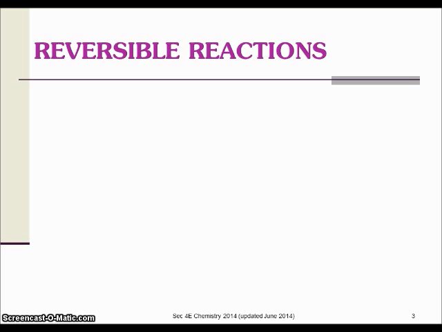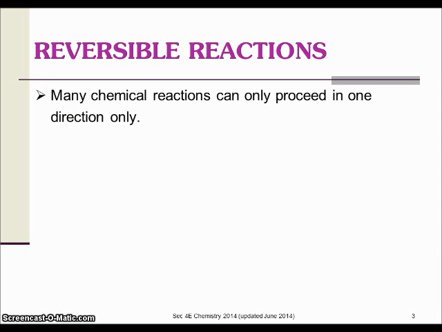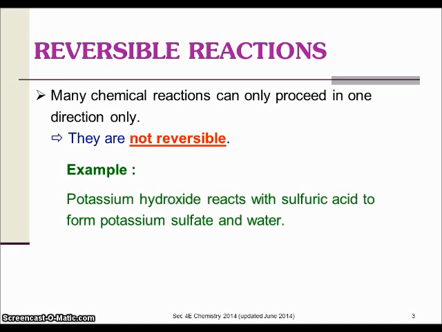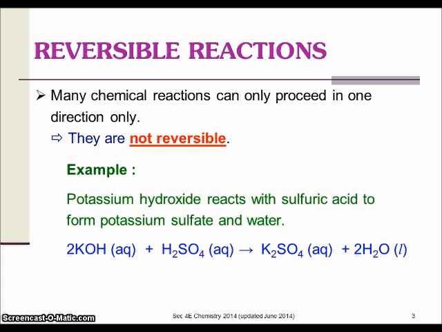First, let us look at reversible reactions. Many chemical reactions can proceed in one direction only. These are called non-reversible reactions. For example, potassium hydroxide reacts with sulfuric acid to form potassium sulfate and water. This is the reaction between your potassium hydroxide and sulfuric acid.